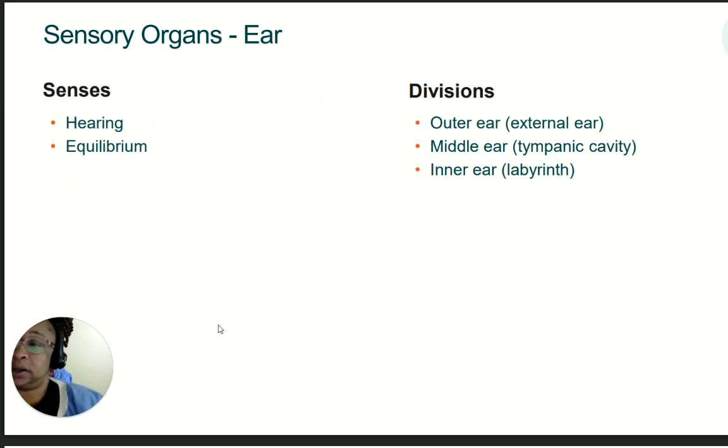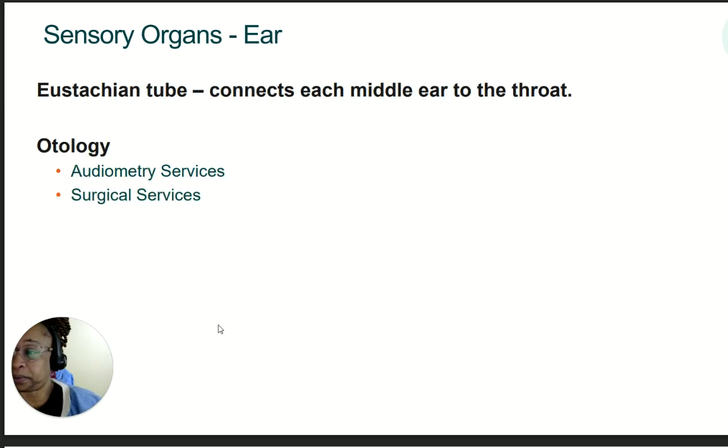Senses of the ears, the sense of hearing, and these are the different divisions of the ear, which is the outer ear, middle, and inner ear. We also have the otologic, which is the auditory media services or surgical. These are all connected, each middle ear to the throat.